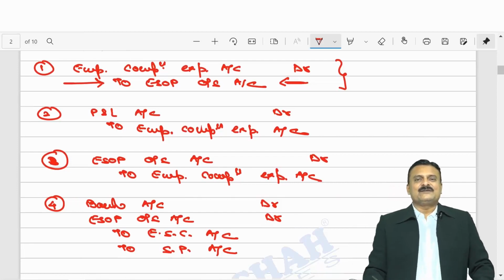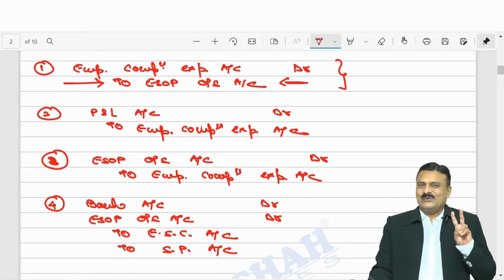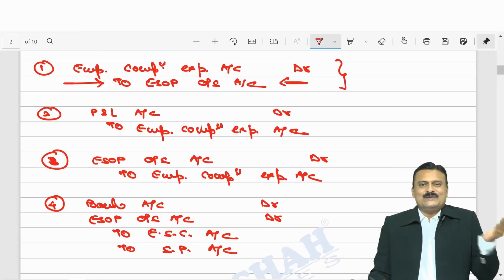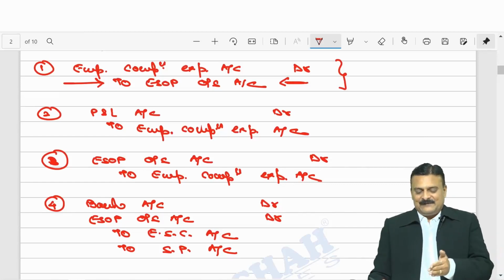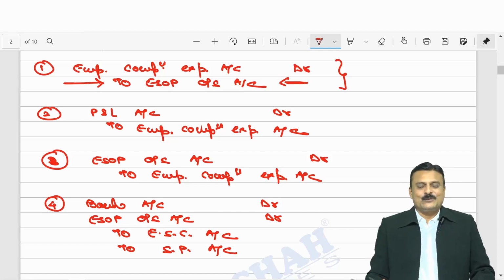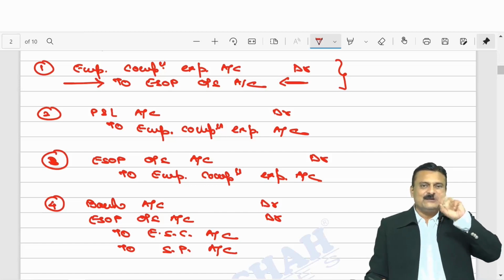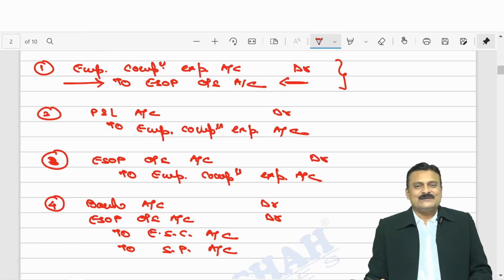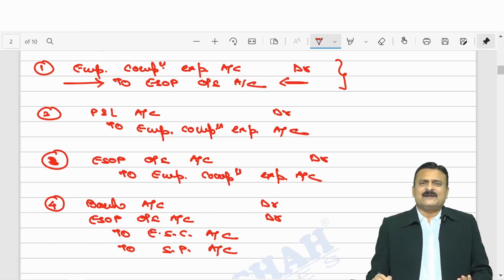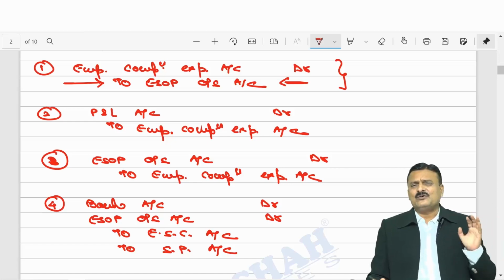So if the vesting period is 1 year, there are only 2 entries. If it is more than 1 year, every year we have to pass this entry. Not to forget, whenever there is a lapse, the entry will reverse. Not much more to remember in this topic. These entries and simple calculations are to be done every time.